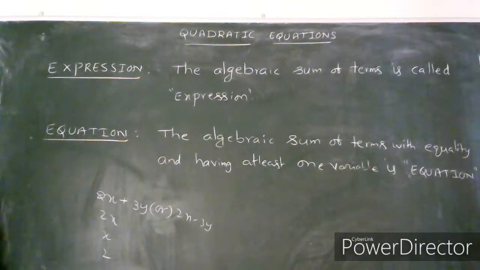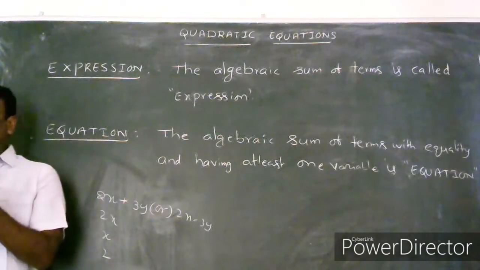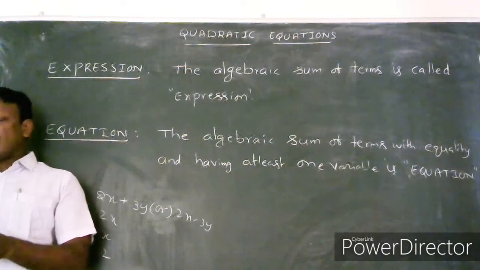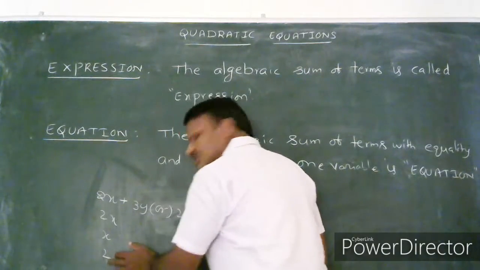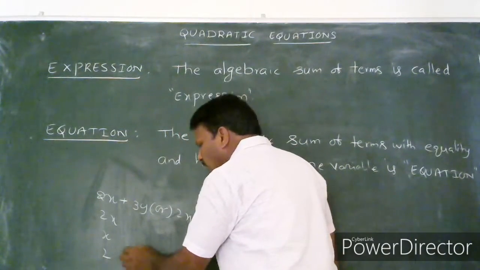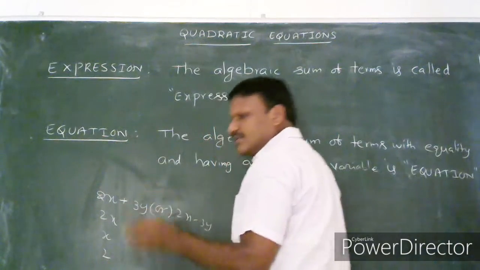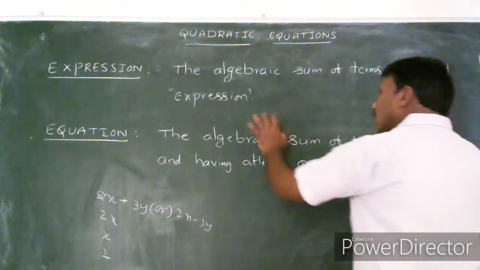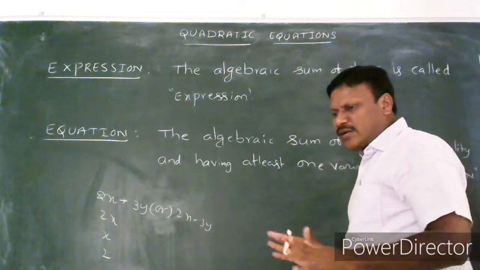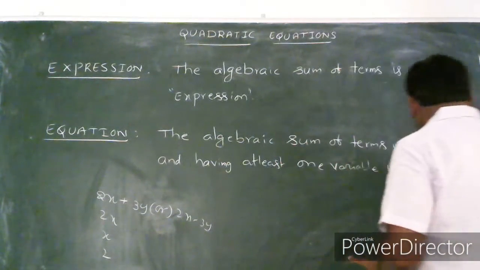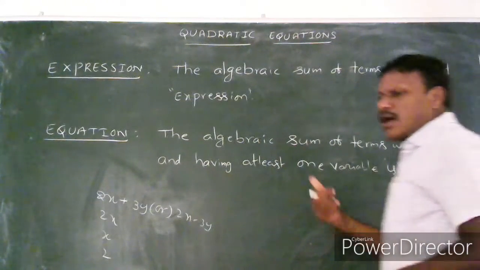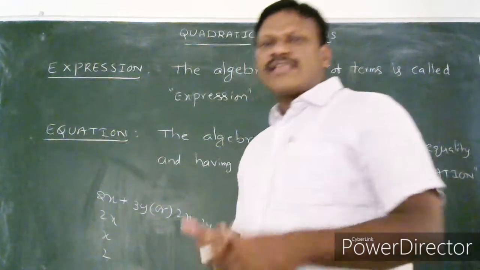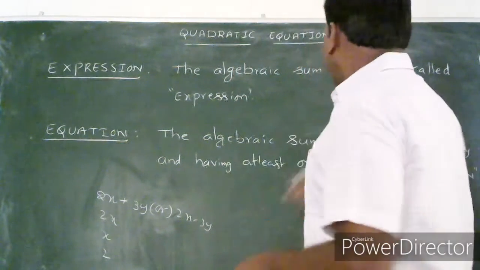2 is also an expression. Generally, many people say the difference between equation and expression is that if equality is there, it is called equation, otherwise expression. But 2 is just an expression, and when we take it equal to 0, that is not correct. So we say not only the algebraic sum of terms, but the algebraic sum of terms with equality and containing at least one variable. Variable means unknown value, like x or y. That is called the equation.